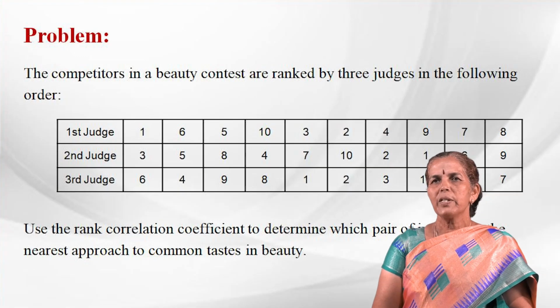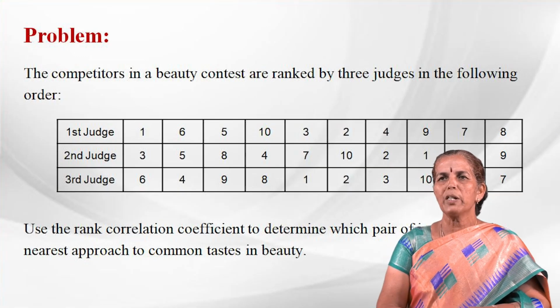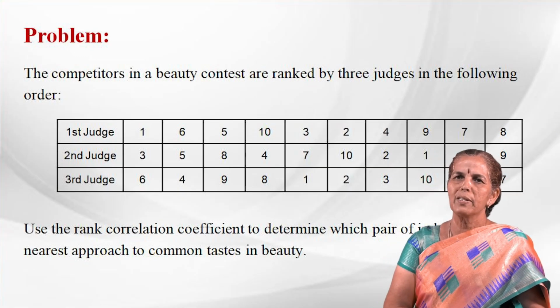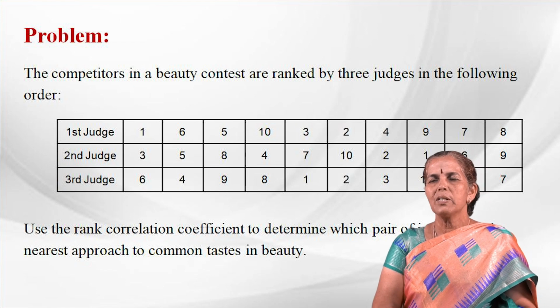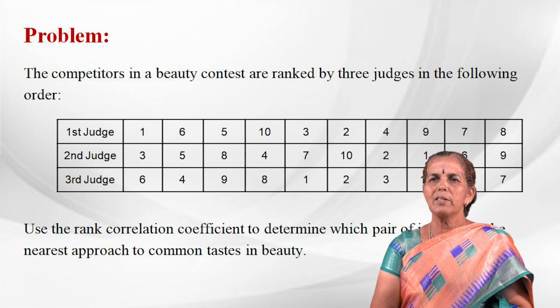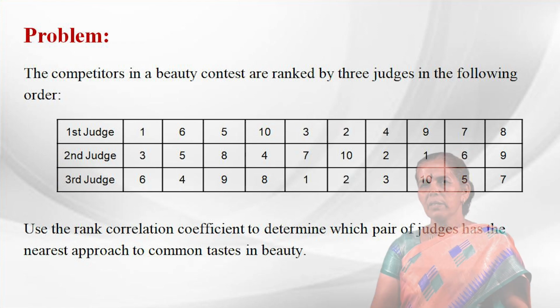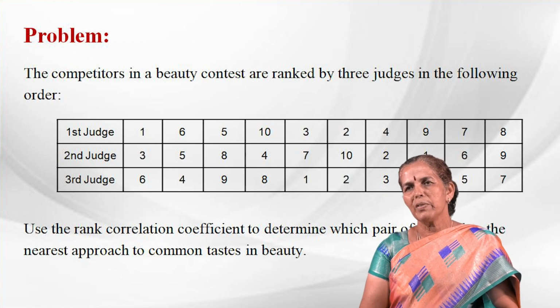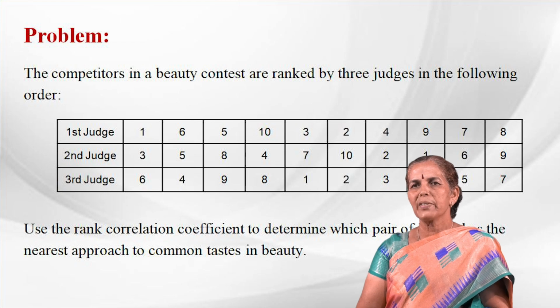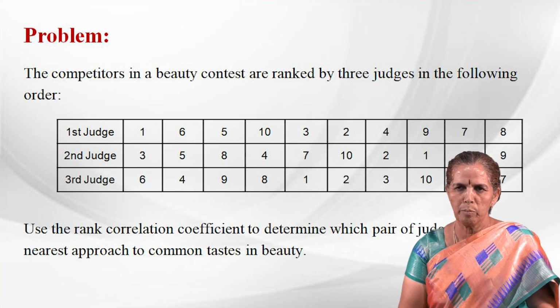Next, in this one, the competitors in a beauty contest are ranked by 3 judges in the following order. The first column gives the ranks by the first judge for the 10 competitors. The second judge gives the ranks for the 10 competitors. The third column represents the third judge's ranks for the 10 competitors. Use the rank correlation coefficient to determine which pair of judges has the nearest approach to common taste in beauty.